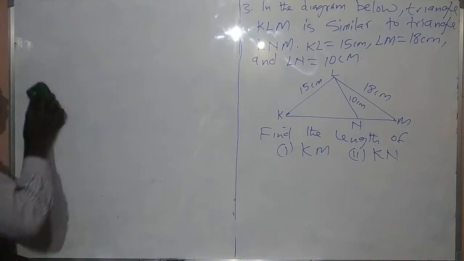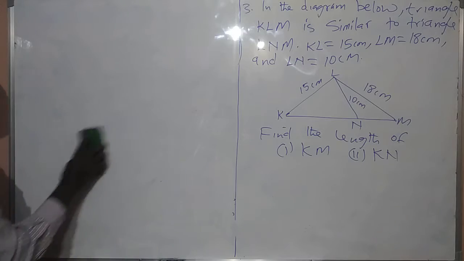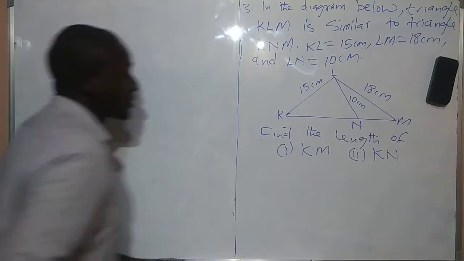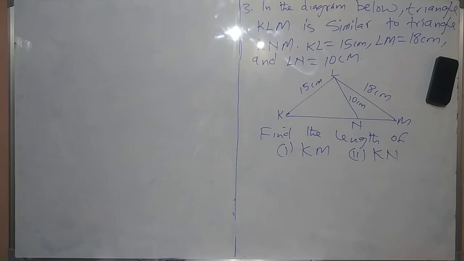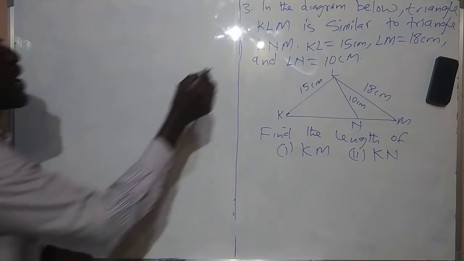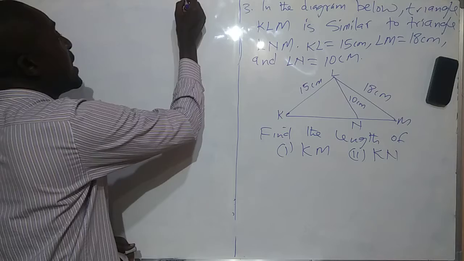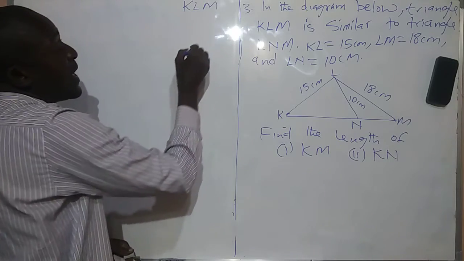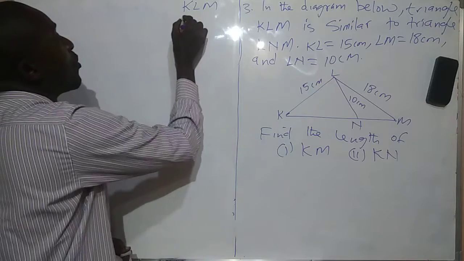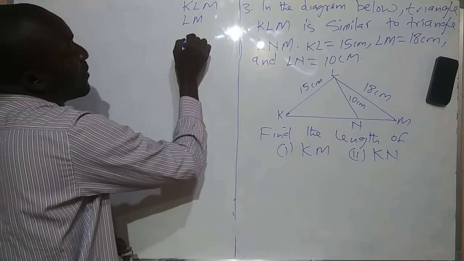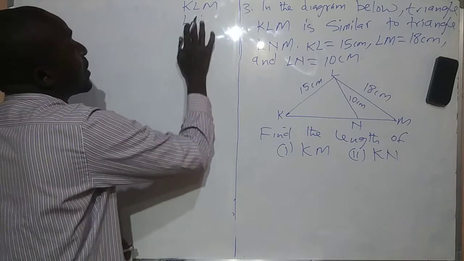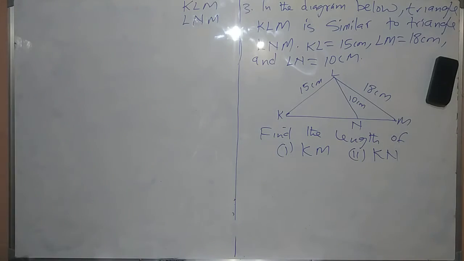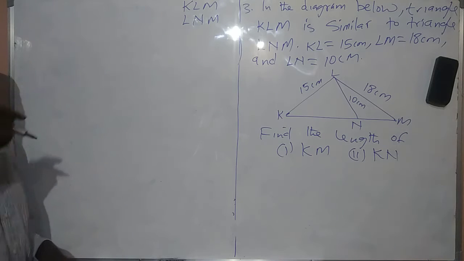The question itself will tell you to say that there are some similar triangles there. Okay, so here's our question. We are told to say that triangle KLM is similar to triangle LNM. Okay, so this is how similar they are.